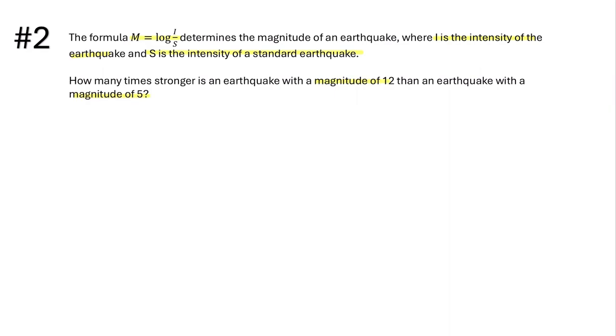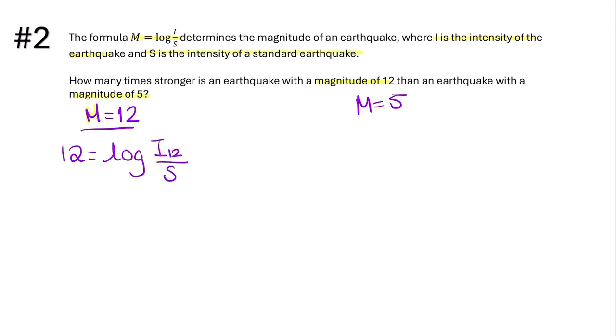So we have two things to compare, right? We have the magnitude of 12. And so we have an M equals 12 earthquake, and we have an M equals 5 earthquake. So let's plug this into the formula. For the M equals 12 earthquake, we have 12 equals the log of the intensity of the earthquake, so we'll just call that I12 for reference, over S, which is the standard. And then here we have 5 equals the log of I5 over S.